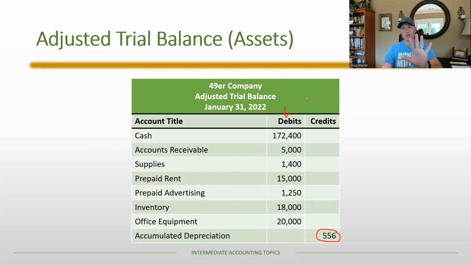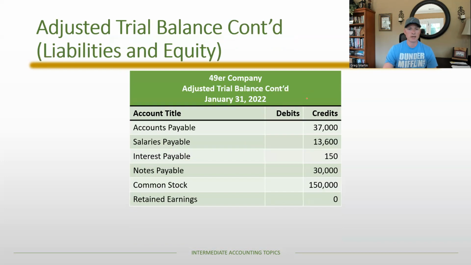So again, when we present our adjusted trial balance, it's debits and credits, and we don't have pluses and minuses. It's debits and credits, and so we have our debit column and we have our credit column. And then when we turn our attention to the other accounts, we can see that we have our liabilities and our permanent equity accounts. Accounts payable. Salaries payable is a new one. Interest payable is a new one. The others are there. Notice that retained earnings still has a 0 balance. We have not done anything with that account yet. We're going to get there soon.